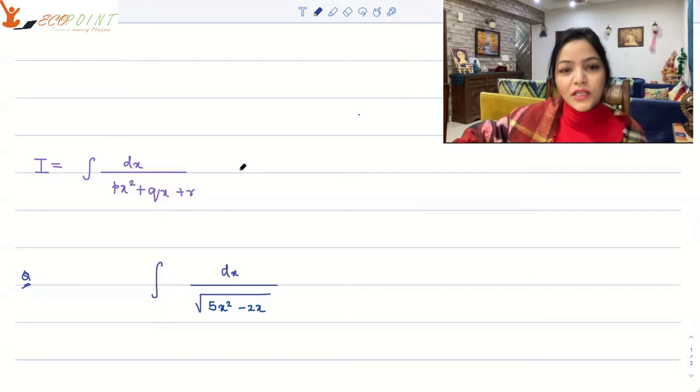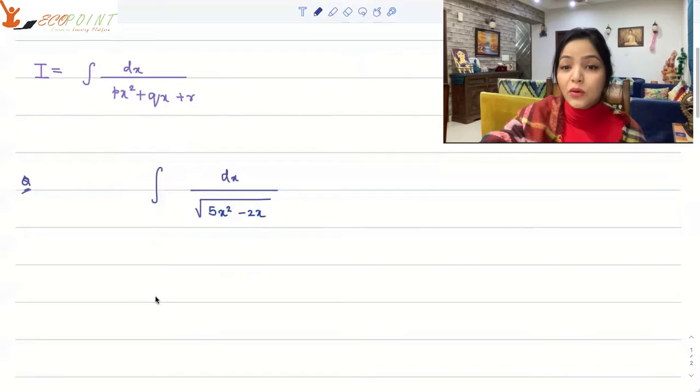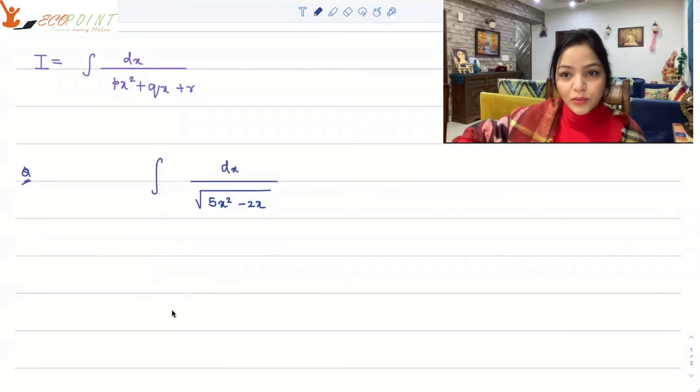Hey guys, so today we'll be working on some more questions of the form integral dx upon px square plus qx plus r. Now with some variation in it. We have been doing this kind of integration in the previous couple of lectures. Now I'm giving you an example where we have a square root. So let's find the integral of dx upon square root of 5x square minus 2x.